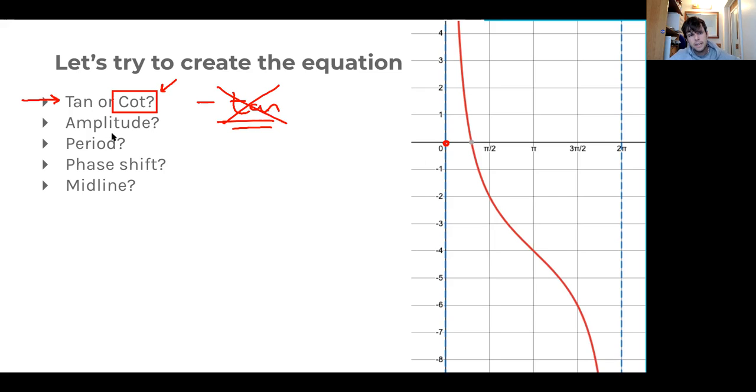Now, we may not go through these in the exact order that they are there. Can you identify the midline? Where is the midline of this graph? So feel free to pause it. I'm going to go ahead and answer it.